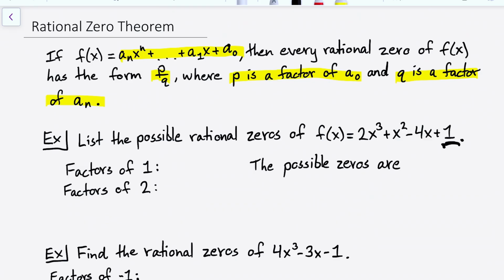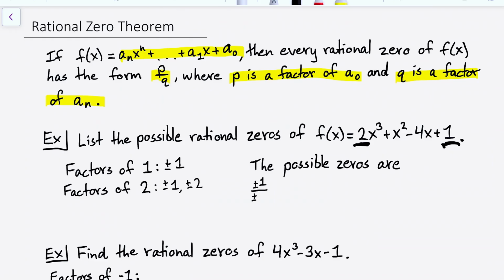In my example, the constant term is 1 and the leading coefficient is 2. And so the factors of 1 are positive or negative 1. The factors of 2 are positive or negative 1, positive or negative 2. Therefore, what are the possible zeros to this function? Well, it's any factors from the first list divided by any factors from the second list.